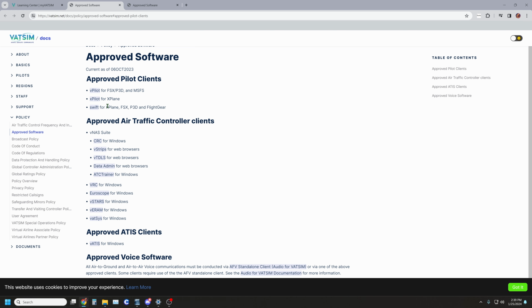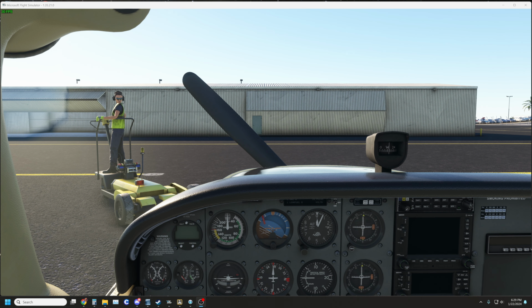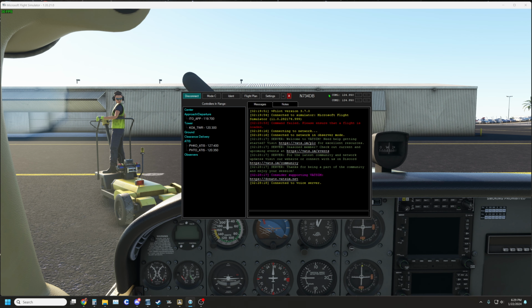vPilot's pretty easy to configure, and I will show you how right now. All right, so let's take a look at the vPilot interface that you use for Vatsim. Most people use this. There's some other ones. I'm not familiar with them, so I'll just real briefly talk about this one.